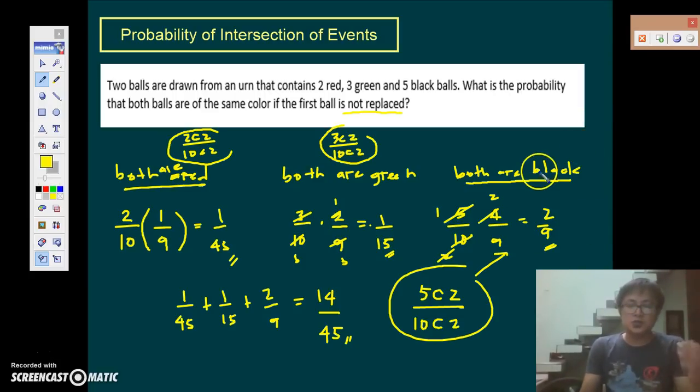In this case, you're taking two steps: picking one ball without putting it back, then taking another. Is it not the same as taking two at a time? So that's what I'm saying.